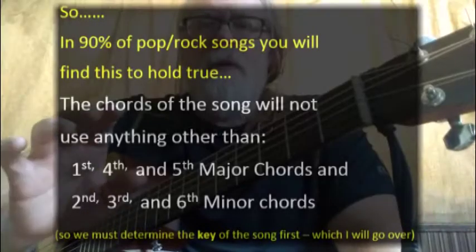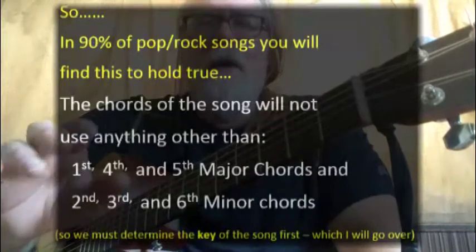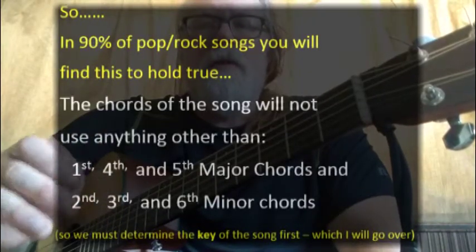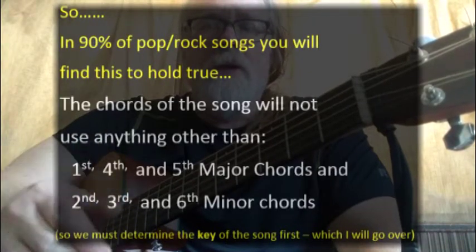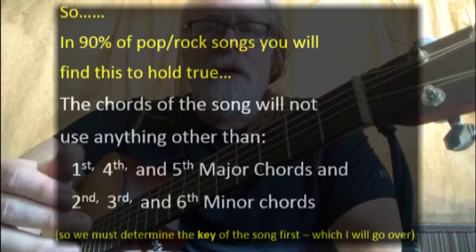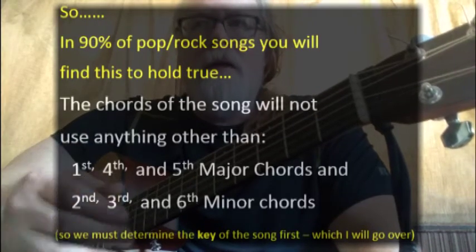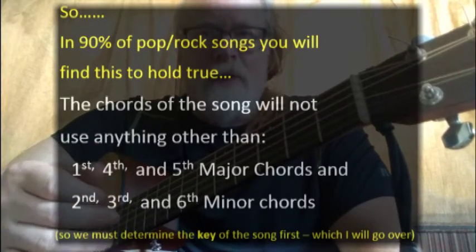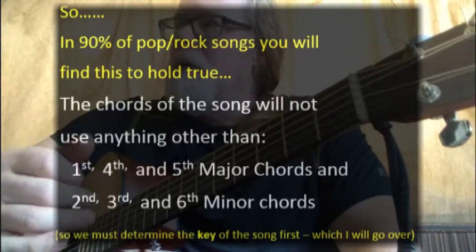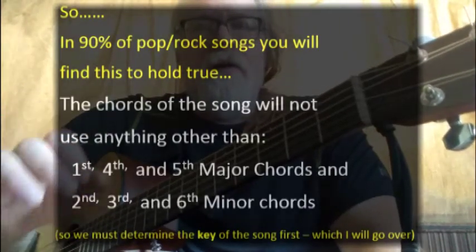If you get that first, fourth, and fifth chords, the first, fourth, and fifth chords in any key are major, and the second, third, and sixth are minor, then you can start to make sense out of songs. The next step is there's very common combinations of these chords.